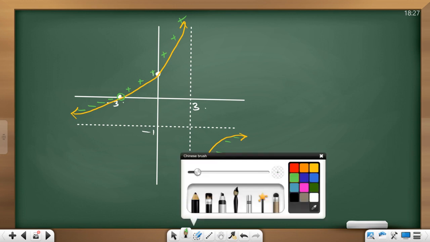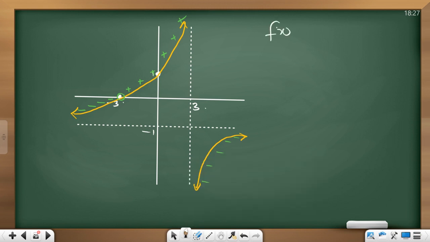I'll go back just now. Let me finish this. So for f of x to be greater than 0, we are looking for where y is positive. And where is that? That is between negative 3 and 3. All right, between. I like to do this. Between negative 3 and 3.